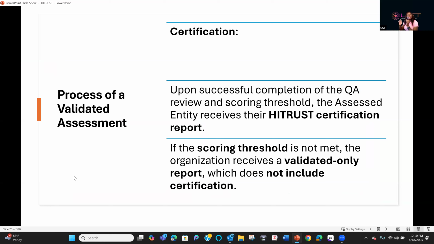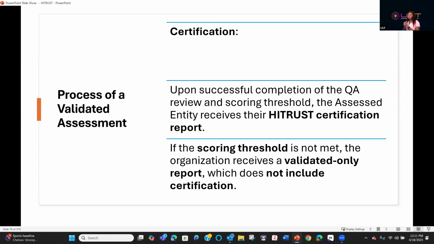And then now we're talking about the certification process. So upon successful completion of the QA review and meeting the scoring threshold, the assessed entity receives the HITRUST certification report. But remember, once all the corrective actions, everything has been created and validated by the external assessor, the QA will also have to review that. That's the HITRUST QA, quality assurance. Then you go through the process now of certification.